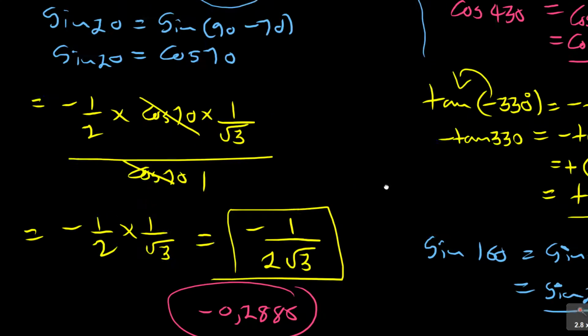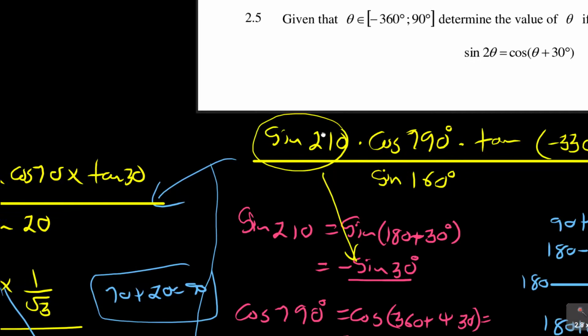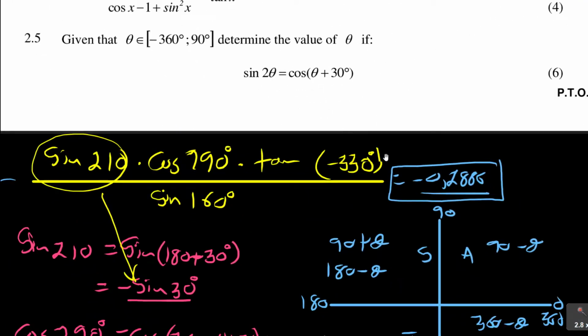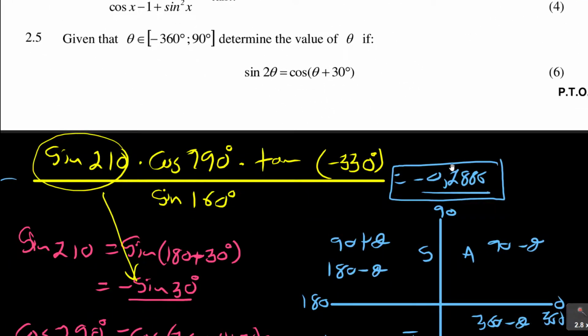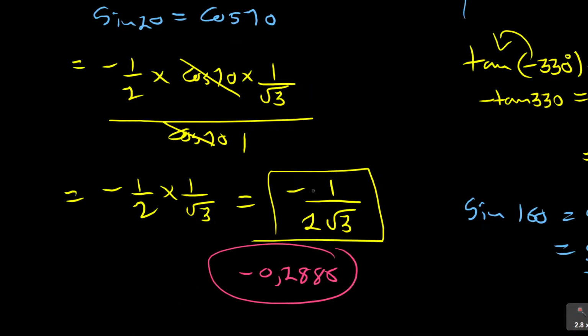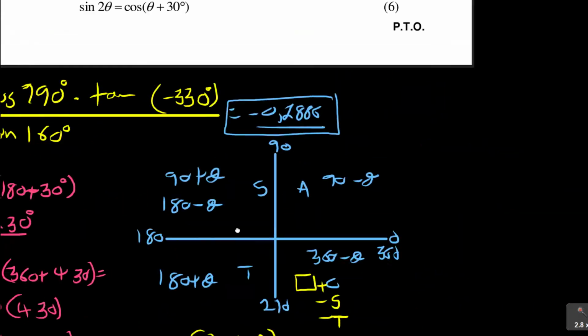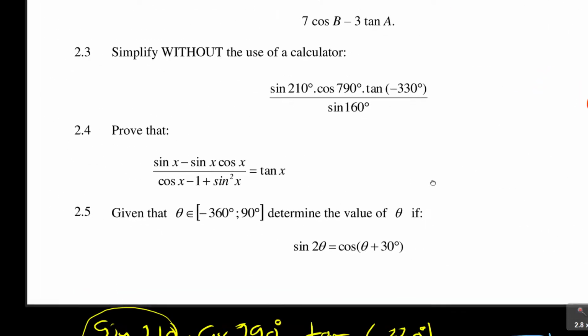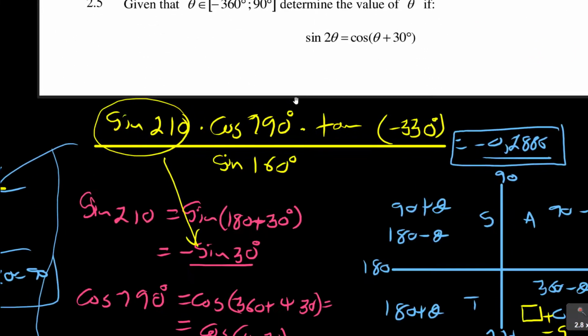Let's check the original. Remember, we did put this in the calculator before we started. There it is, minus 0.2886. So it's correct. The answer though is not that. This is the answer. No calculator, remember. Alright, guys. Making sense? I hope so. But yeah, here we go.